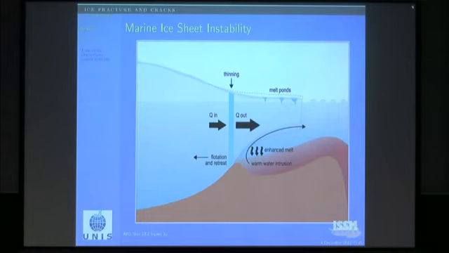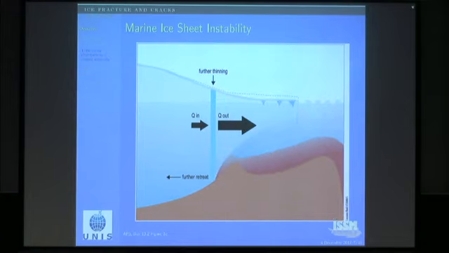unstoppable until you reached some change in slope of the bed. So you'd have some runaway instability, and this marine ice sheet instability has been discussed in the literature for many, many years, and is a cause of concern for the changes that we're seeing in the West Antarctic ice sheet. Many people believe that this sort of irreversible instability has already been set in motion.